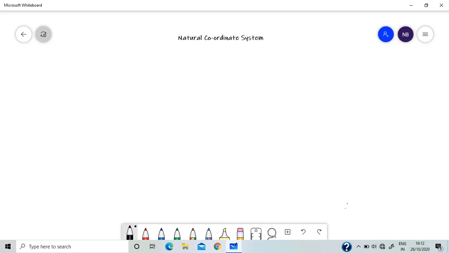In this lecture, we are going to learn about the natural coordinate system. In the previous lecture, we learned about the variation of the shape functions N1 and N2. We also learned about generalized coordinates alpha 1 and alpha 2. So for the same bar element with nodes 1 and 2, let us define natural coordinates.